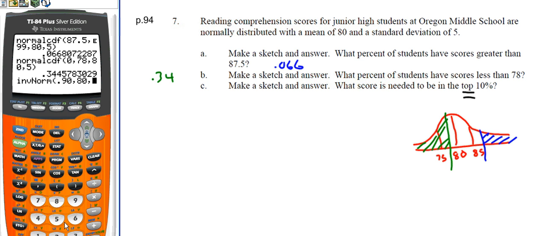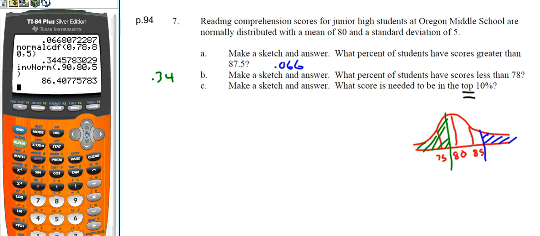So inverse normal, we need just 3 numbers to follow our command. When we do that, we get a value of 86.4, meaning any student with a score above about 86 or so, which is about in this range here, will be in the top 10% of all scores, which seems to make sense.